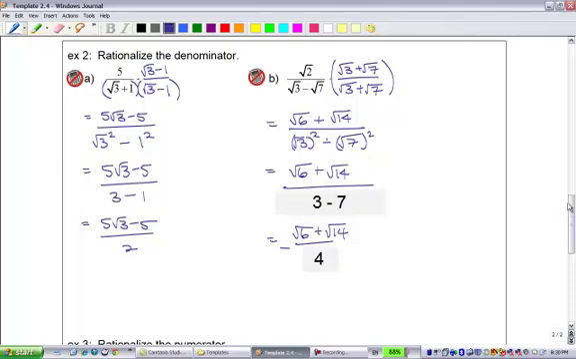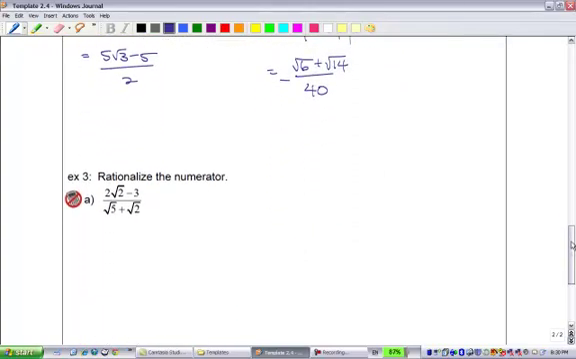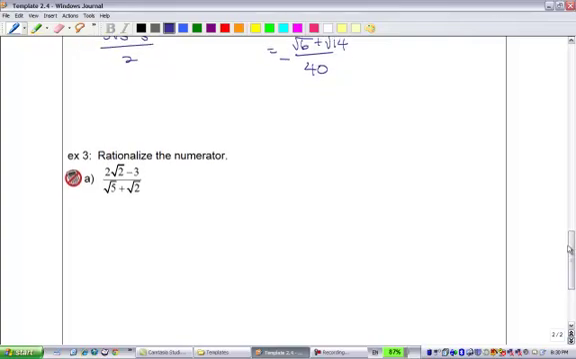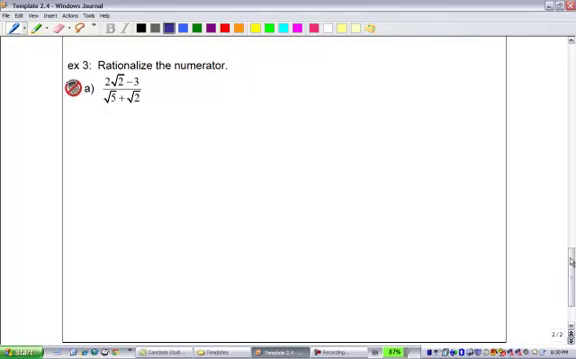So as long as you remember what the conjugate is, which is really just the same binomial but with a change in the sign, it's a fairly straightforward process to rationalize. How about you go ahead and try rationalizing the numerator? In this case, because I'm asking you to rationalize the numerator, we're going to multiply by the conjugate of the numerator, which is 2 root 2 plus 3.